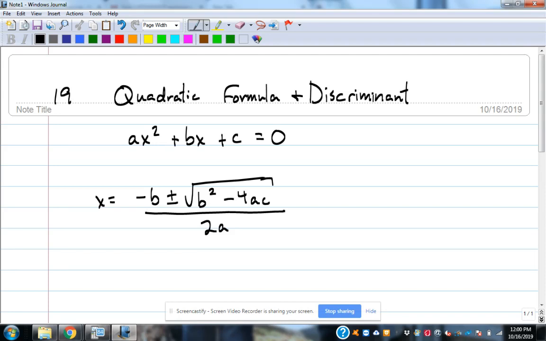sing this with me, you need to be familiar with the tune to "Row, Row, Row Your Boat." Row, row, row, row your boat. That tune, that melody, is what we're going to play off of. And the lyrics are the formula. And the way it goes is x equals negative b plus or minus radical b squared minus 4ac divided by 2a. That's how we're going to sing it.